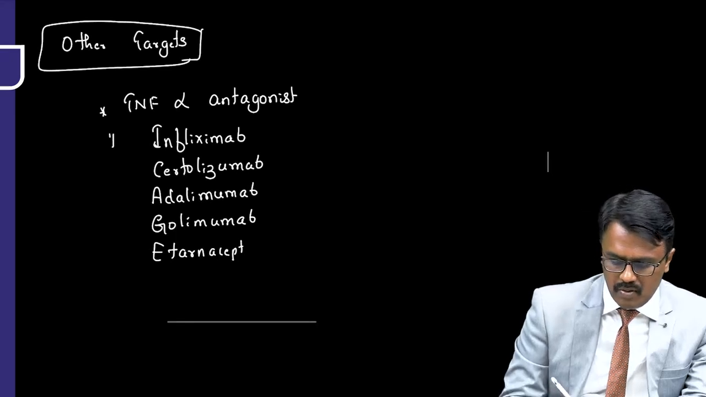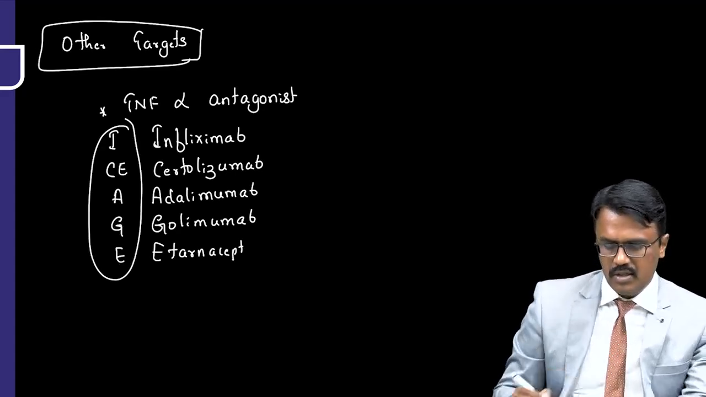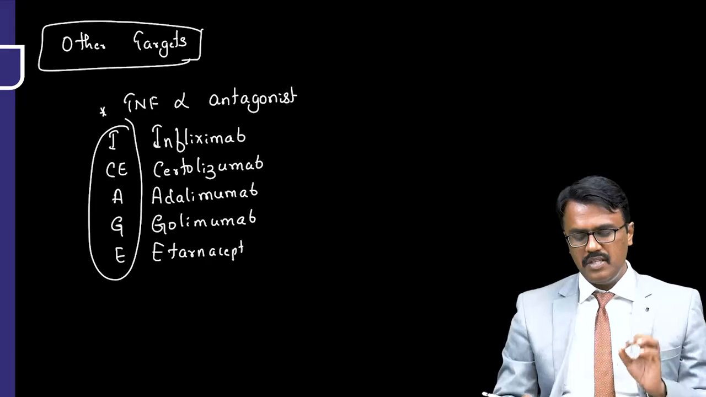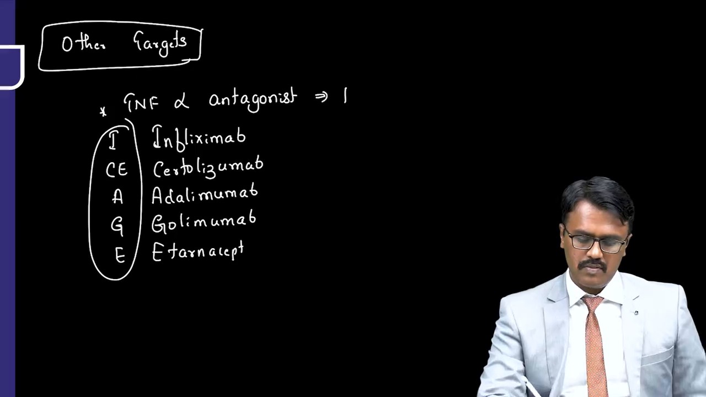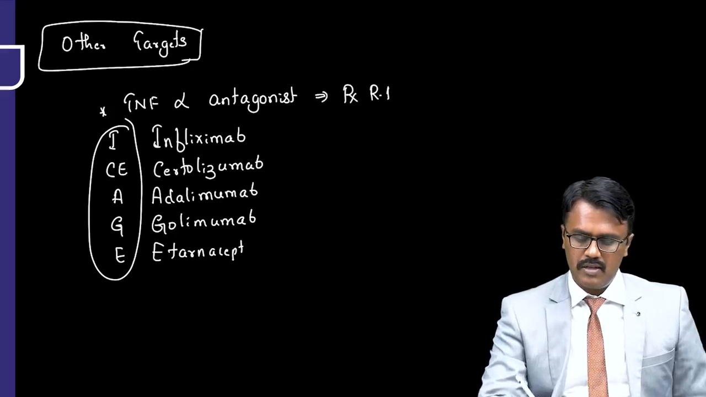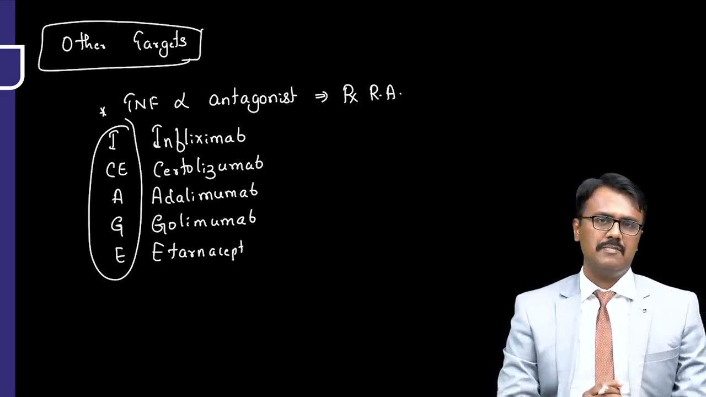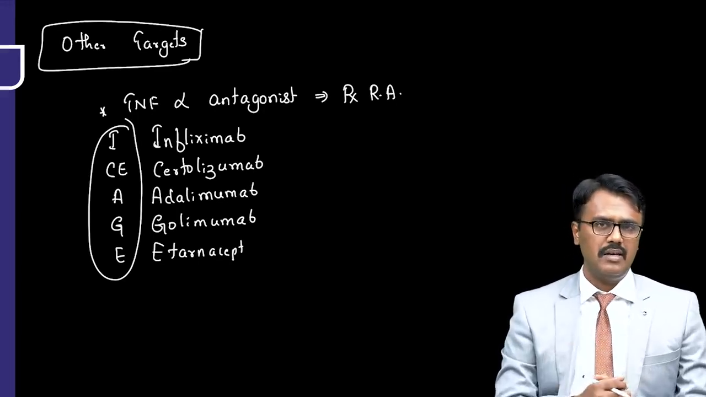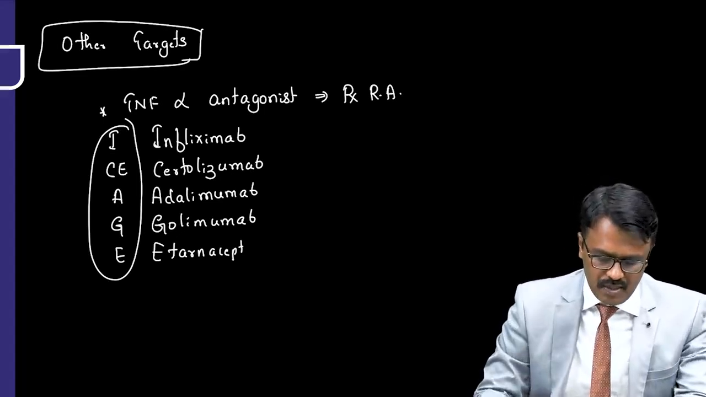Now you can remember them by the mnemonic ICE AGE. So these are ICE AGE drugs. I for infliximab, C for certolizumab, A for adalimumab, G for golimumab, E for etanercept, and all are used to treat an autoimmune disorder, rheumatoid arthritis. But please understand they can increase the risk of TB and hepatitis B. So you have to do the screening before starting this therapy. They are TNF alpha antagonists.